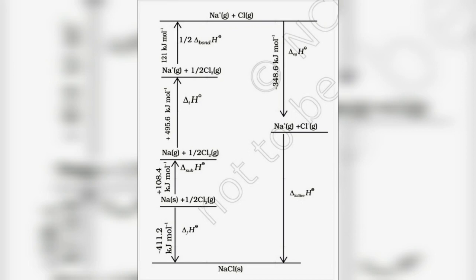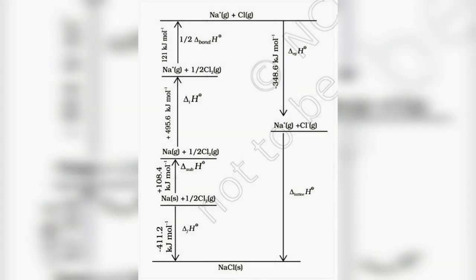Then the next aim is that you need Cl minus to combine with Na plus. So to get Cl minus, Cl should accept one electron. That is electron gain enthalpy, given as delta Eg. You know that process is exothermic, and the value is minus 348.6 kilojoules per mole. Then you will get Na plus and Cl minus in gaseous state, and when they both combine you will get NaCl. And last you can see delta lattice given.